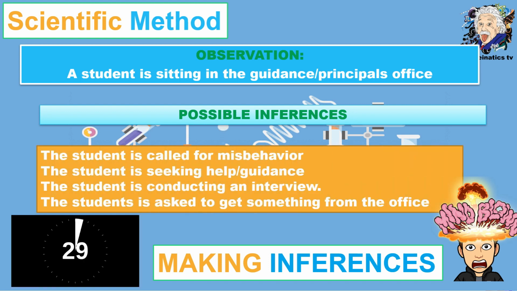So here are the probable inferences. Maybe the student is called for misbehavior. The student is seeking help or guidance, either from the principal or the guidance counselor. The student is conducting an interview, or maybe the student is just asked to get something from the office.